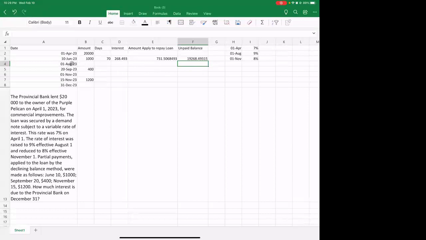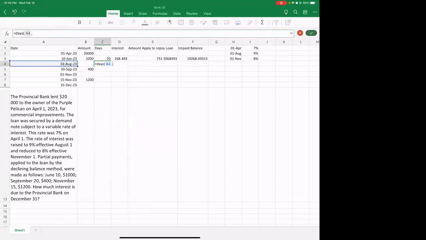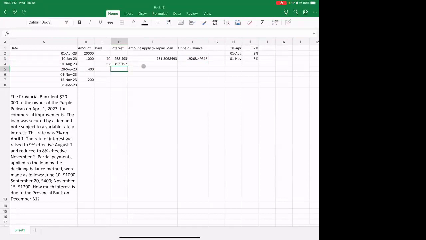I'm going to calculate how many days between June 10th and August 1st. So I'll do it here, call it days. So the end date, comma, begin date. So this is the days, and then the interest. The interest is PRT. So this is P, principal, times R, the interest rate of 7%, times T, 52 days over 365. So this is the interest.